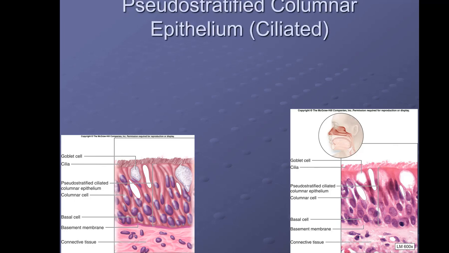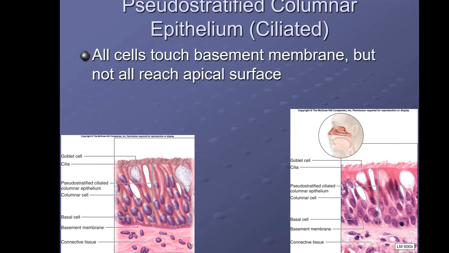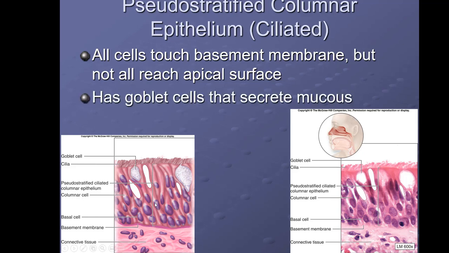Then we have pseudostratified columnar epithelium. So remember, pseudostratified means falsely stratified, and all cells are going to touch the basement membrane down here, but not all reach the surface. So when you look at this, it gives the appearance of multiple layers, but it's still actually one layer. And so there'll be goblet cells that secrete mucus here. For our purposes, the pseudostratified columnar is always going to have cilia.